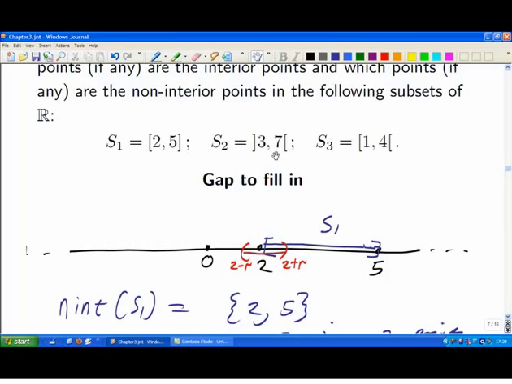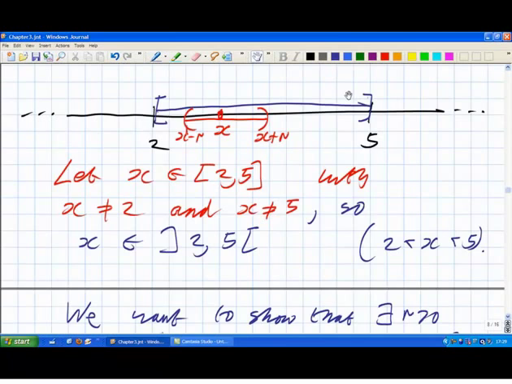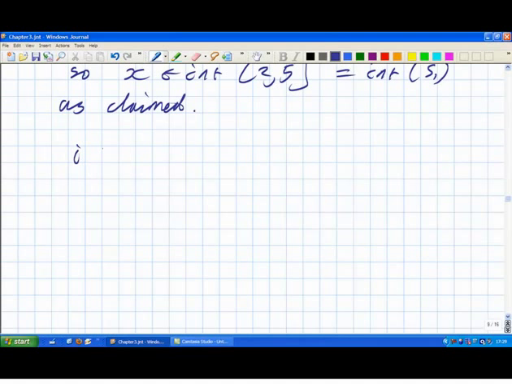Now let me go back and have a quick look at those other sets. We won't do those in detail. S2 then, all of its points are interior points. By a very similar argument, you can prove that everything in S2 is an interior point of S2, and there aren't any non-interior points in S2. S3 has got one non-interior point, not two, because 1 is in S3 and at the edge, so 1 is a non-interior point. 4 is not in S3, so it doesn't count. So the interiors give you the biggest possible open interval you can fit here, or if it was in several pieces, you might have to put several together. And the non-interior points are the points that are in the set but at the edge.